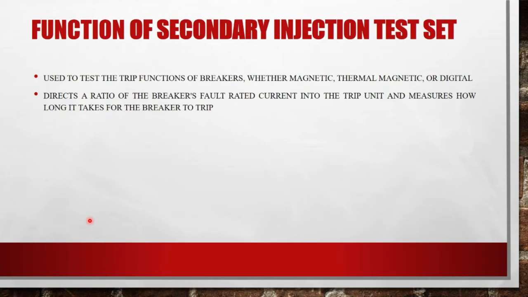Last, I will explain the function of the secondary injection test set. The secondary injection test set is used to test the trip function of a breaker, whether it is magnetic, thermal magnetic, or digital. The secondary injection test injects a ratio of the breaker's fault rated current into the trip unit and measures how long it takes for the breaker to trip.